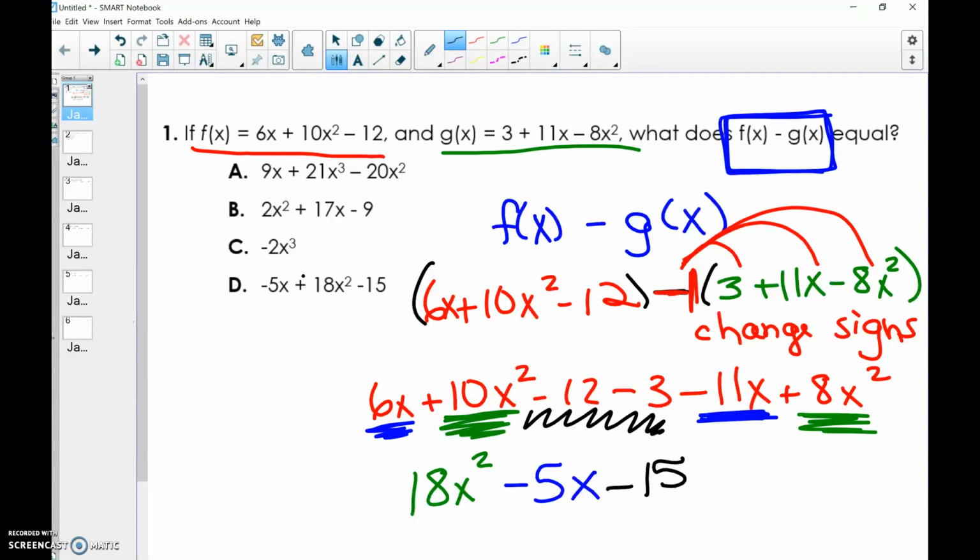Notice I haven't even looked at the examples. Based on this, the only one that matches exactly is letter D.